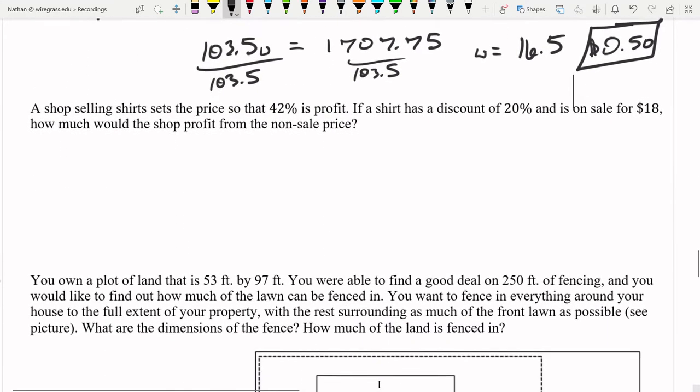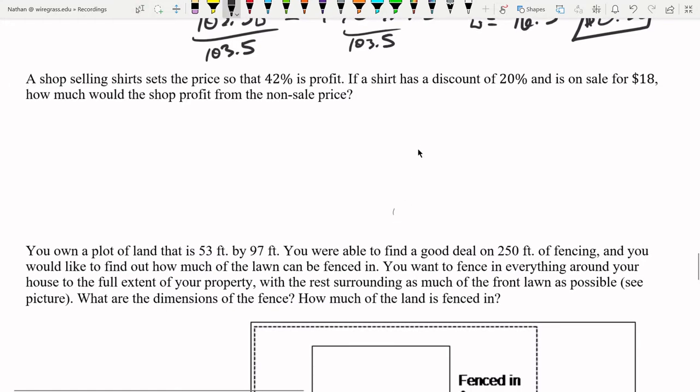All right, we have a shop selling t-shirts, and it sets the price 42% of the price as profit. That's the way they set the price. Now, if that shirt had a 20% discount and is on sale for $18, how much would the shop profit from the non-sale price?